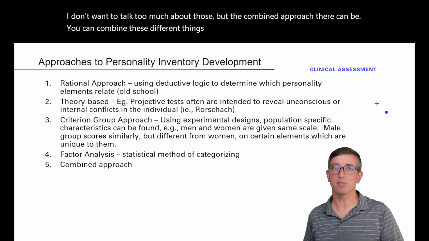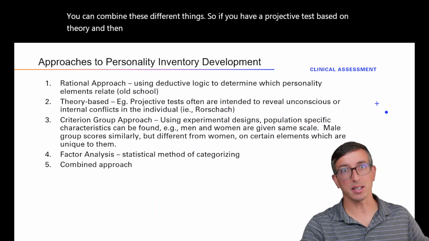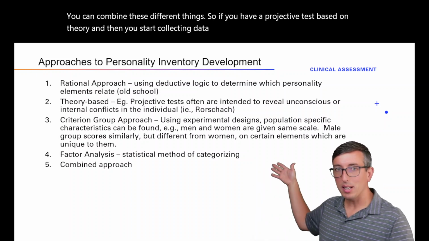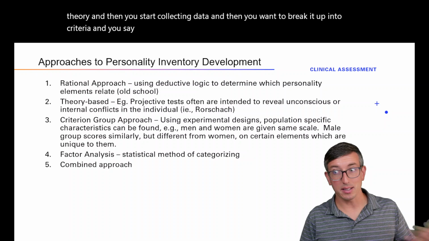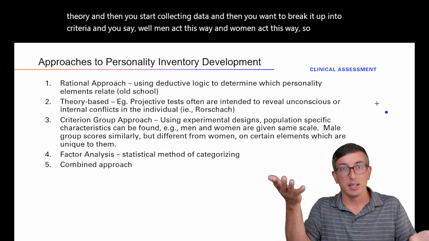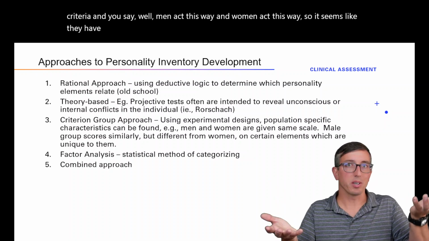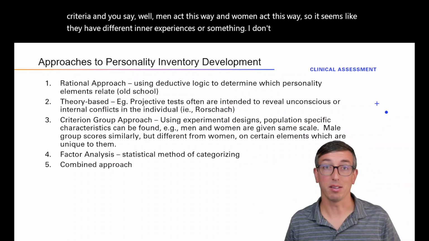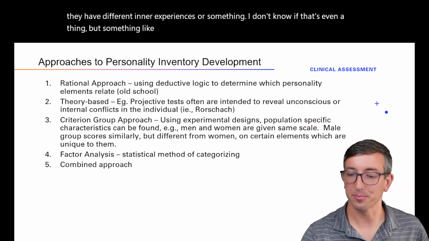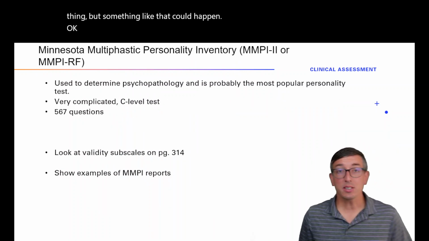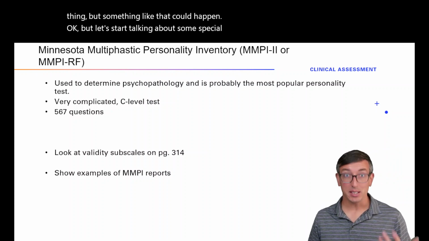So if you have a projective test based on theory and then you start collecting data, and then you want to break it up into criterion, you say, well, men act this way and women act this way. So it seems like they have different inner experiences or something. I don't know if that's even a thing, but something like that could happen. Okay, but let's start talking about some specific objective tests.